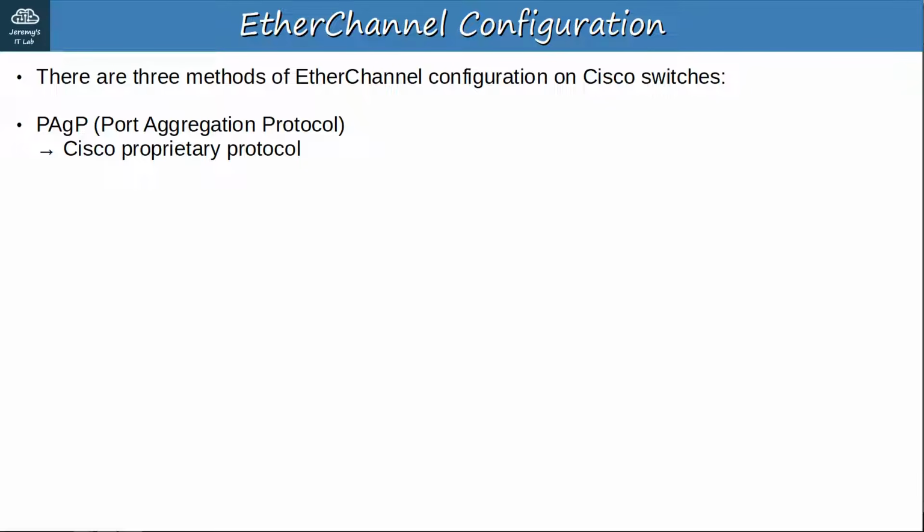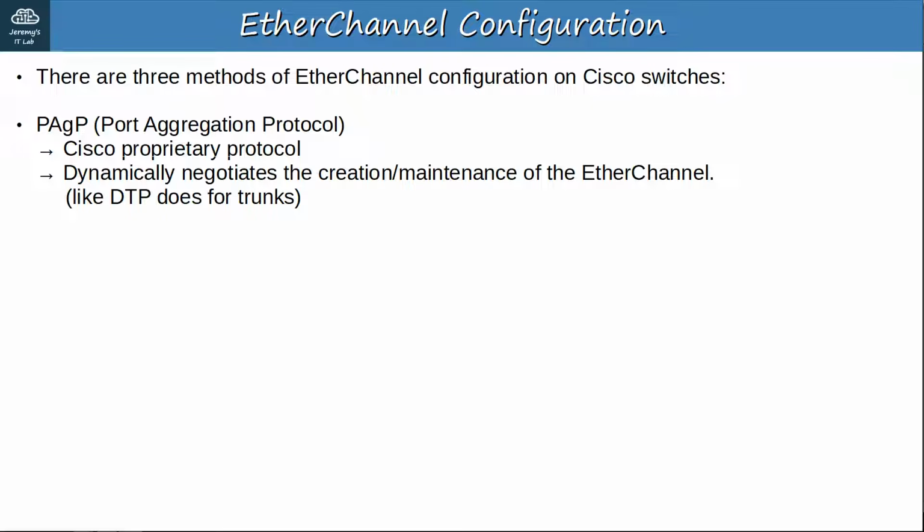Now, what does PAgP do? It dynamically negotiates the creation and maintenance of the EtherChannel. Just a few days ago, we covered DTP, which does a similar thing regarding trunk formation. Frames are sent to the neighboring switch to see if it wants to form an EtherChannel, and then the switches agree upon either forming an EtherChannel or not.